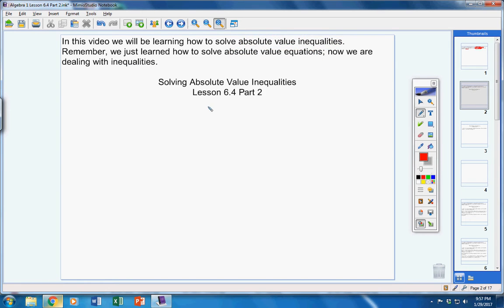Please copy down your heading, Solving Absolute Value Inequalities. Be sure and write down the lesson number 6.4 part 2, and be sure and include today's date, alright? Solving Absolute Value Inequalities, lesson 6.4 part 2, and be sure and include today's date.